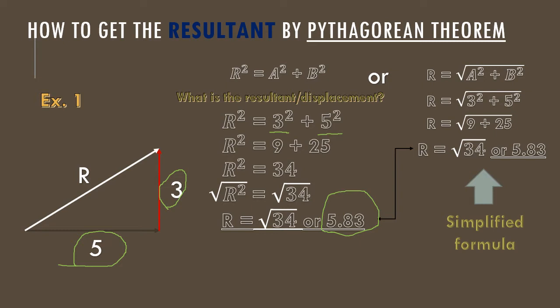Parehas din naman, pero simplified na siya, then r is equal to 5.83.